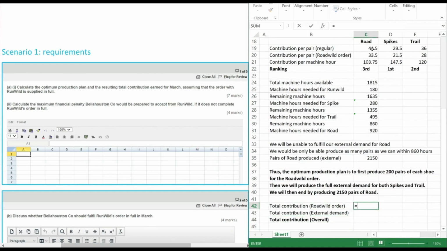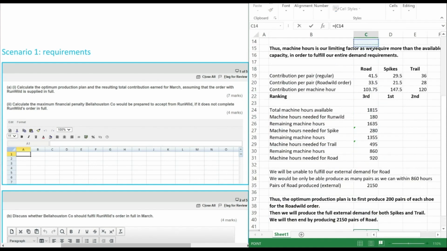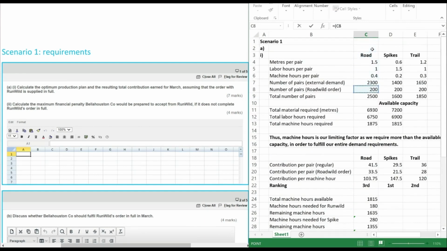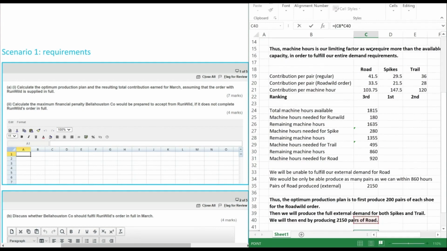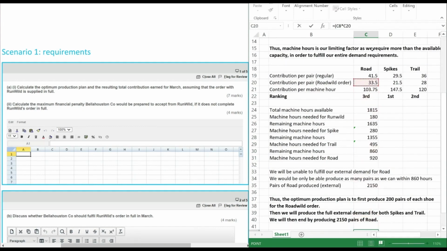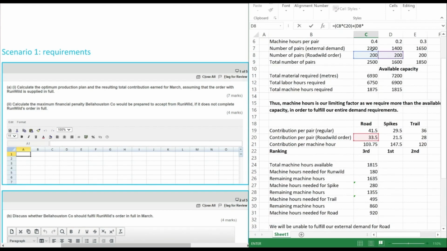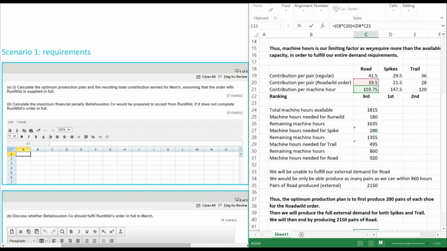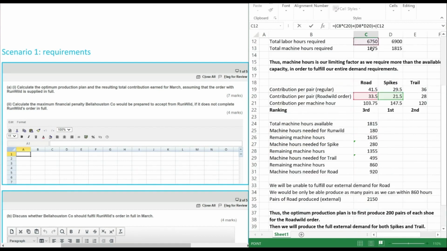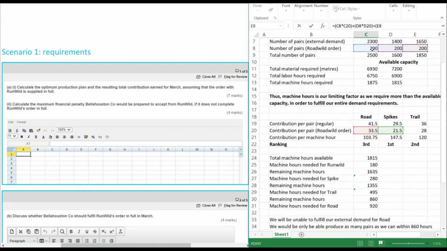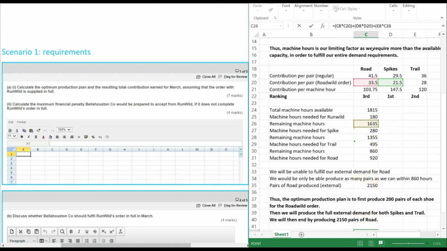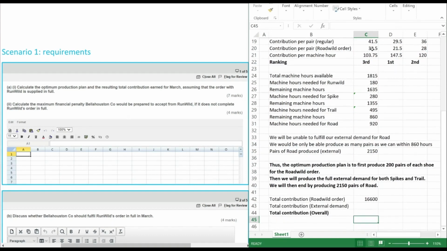So the total contribution for the Runwild order will simply be, we'll take the 200 pairs produced for each and multiply it by the contribution per pair as per the Runwild order. We need to be careful here. So once again, you see how it was helpful for us to show all the numbers previously separately and individually, so that now we can just link everything as per our formula and not make a mistake. So that's the contribution. We'll get 16,600.